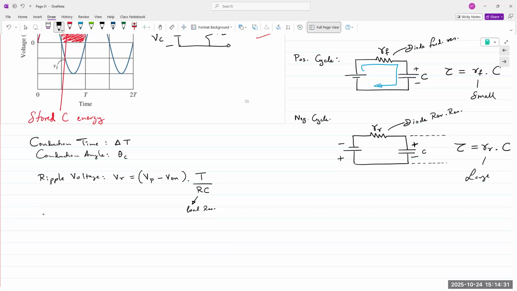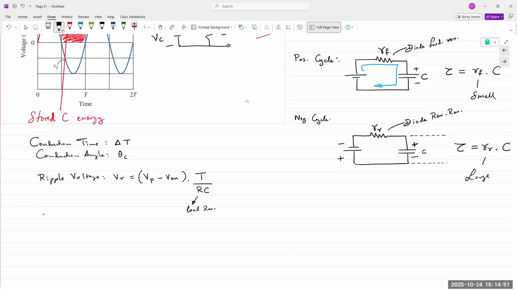Suffice to say, ripple voltage has an inverse relationship with the resistance and the capacitance. The larger the size of the resistor or the capacitor, the slower it will discharge, and the slower that it discharges, the smaller the ripple voltage, right? So inversely proportional. That's the explanation.